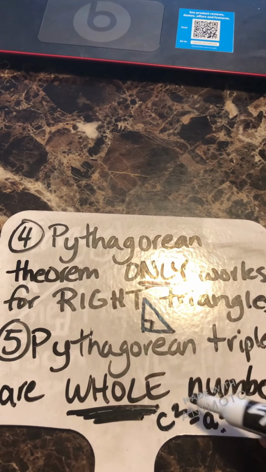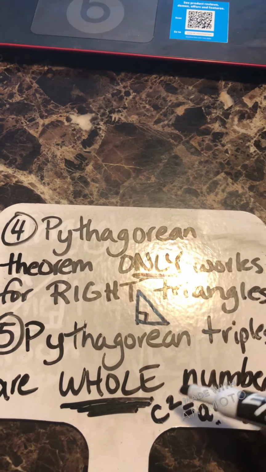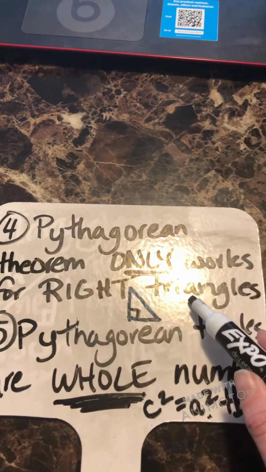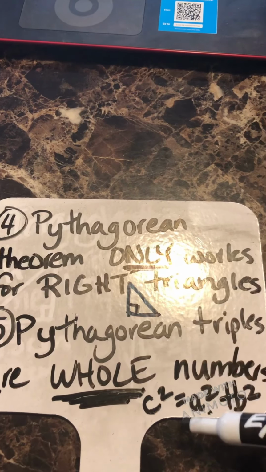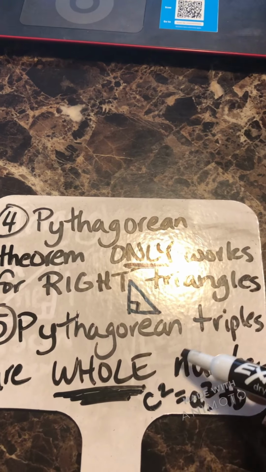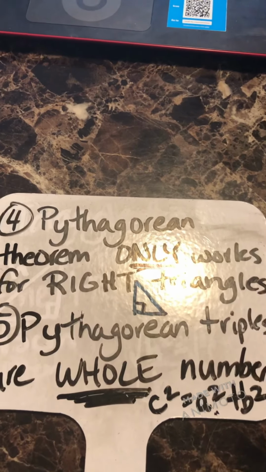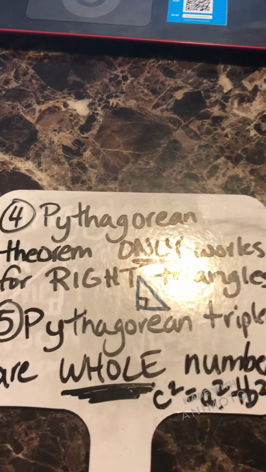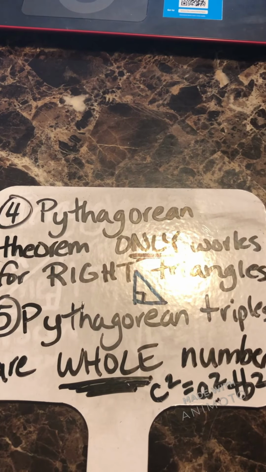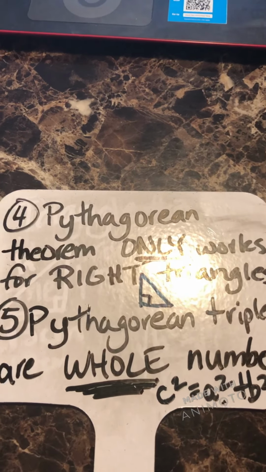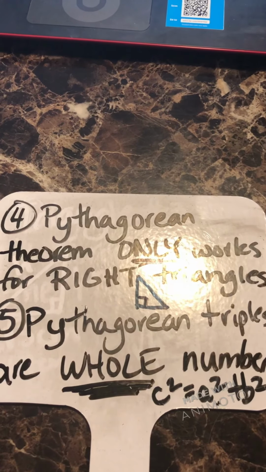If they are equal, but one of them is not a whole number, they are not considered Pythagorean triple, but they could be a right triangle. So Pythagorean triples have to be whole numbers. Whole numbers are 0, 1, 2, 3, etc. Those are the 5 points that we learned last week and that you will use this week in studying for the assessment on Thursday.